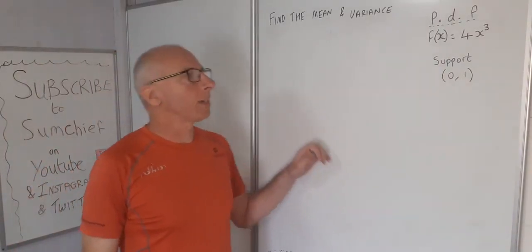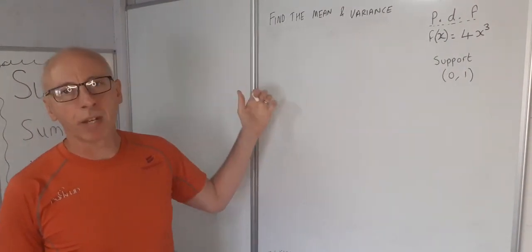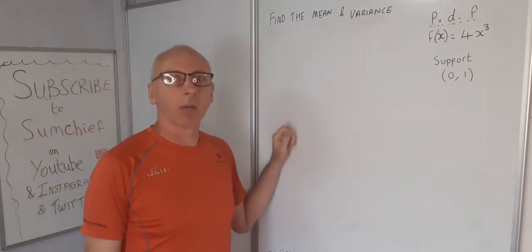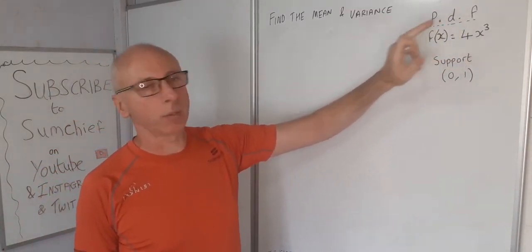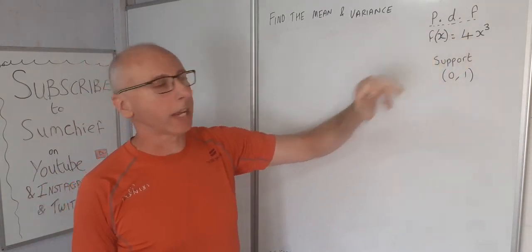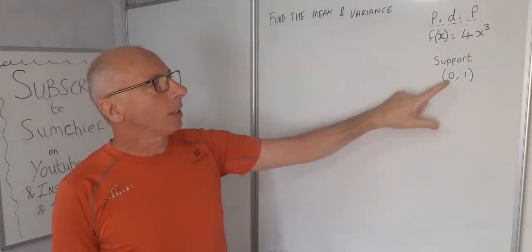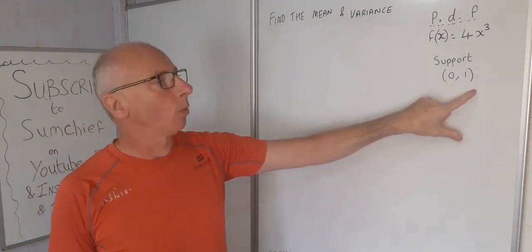So we're going to look at some statistics, and we need to find the mean and the variance of some random variable x. Now all we know is that the probability density function, PDF, which is written here, follows this function here, f of x equals 4x cubed. And the support of this function is between 0 and 1.